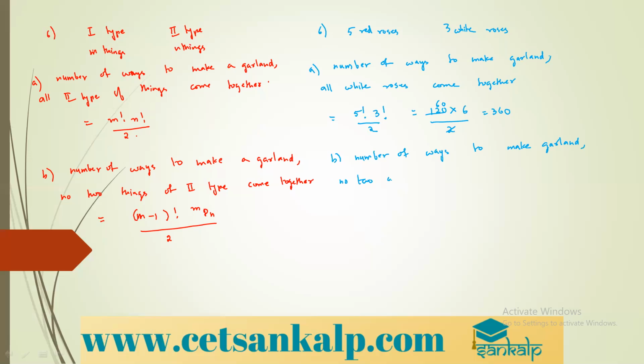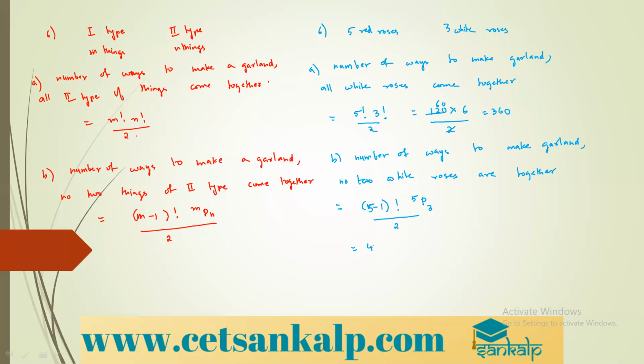No 2 white roses are together. So what you have to do? First, you have to take 5 red roses, 5 minus 1 factorial. Then 5 red roses are there, so 5P3 white roses, so 3 by 2.